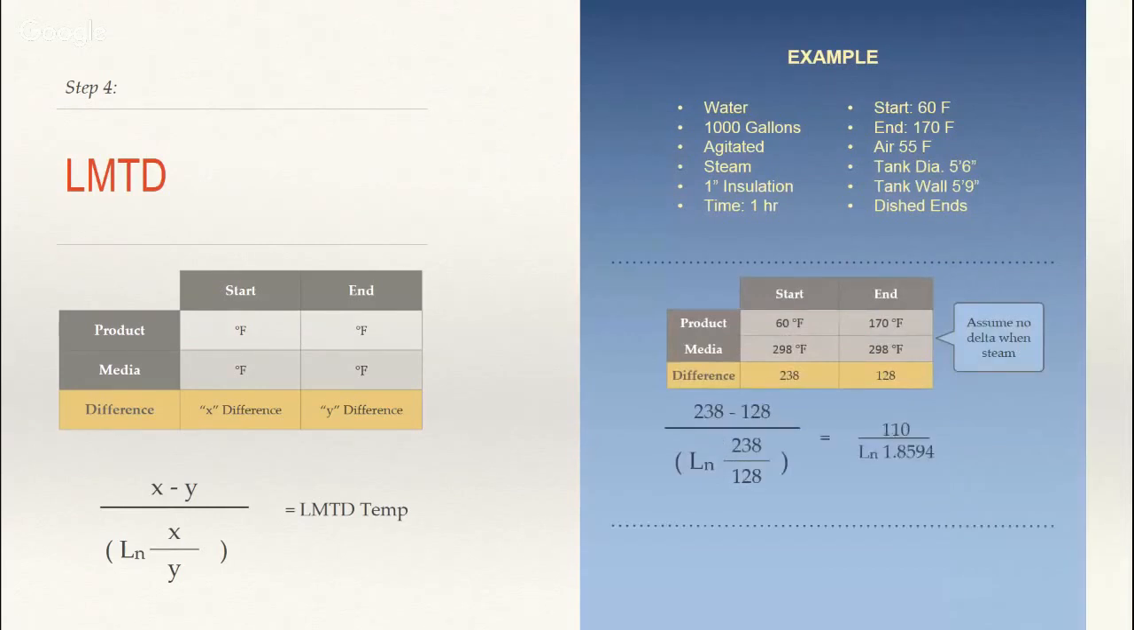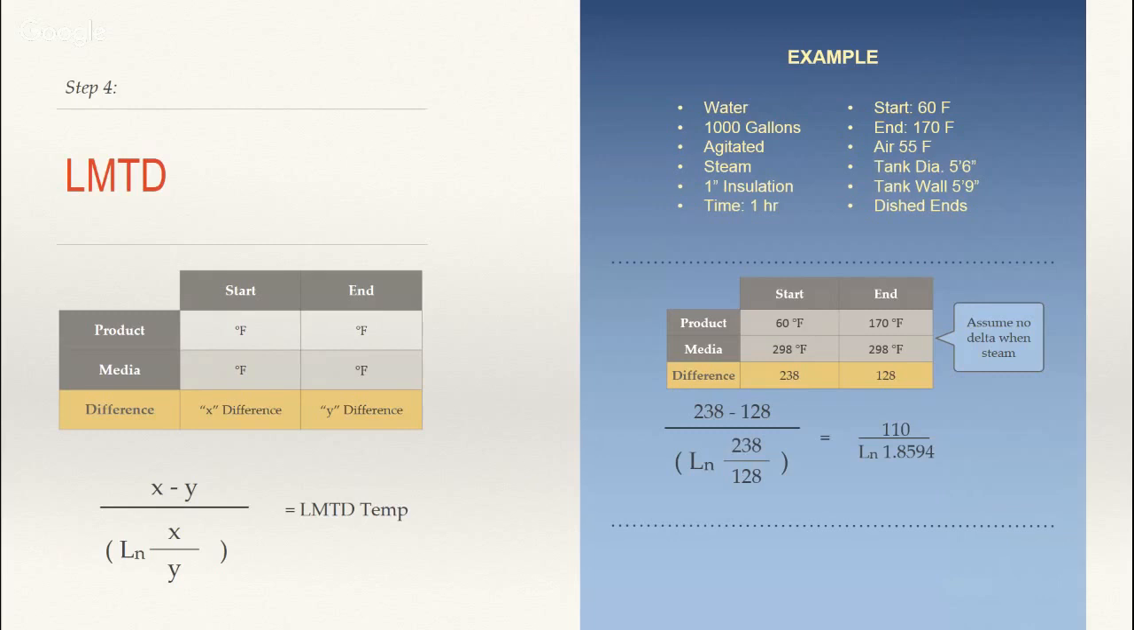In our example, we know our starting and ending product temperatures. For steam, our starting and ending, we can assume, and this number does work, no temperature loss. But if you want to plug in a couple of degrees, or if you have actual data showing you are losing, you can go ahead and show a loss. Our product starting at 60 and our media starting at 298, we just take the difference, 238. Our product ending at 170, our media ending at 298, we just take the difference of 128. Then we can plug right into our formula of the log mean temperature difference.